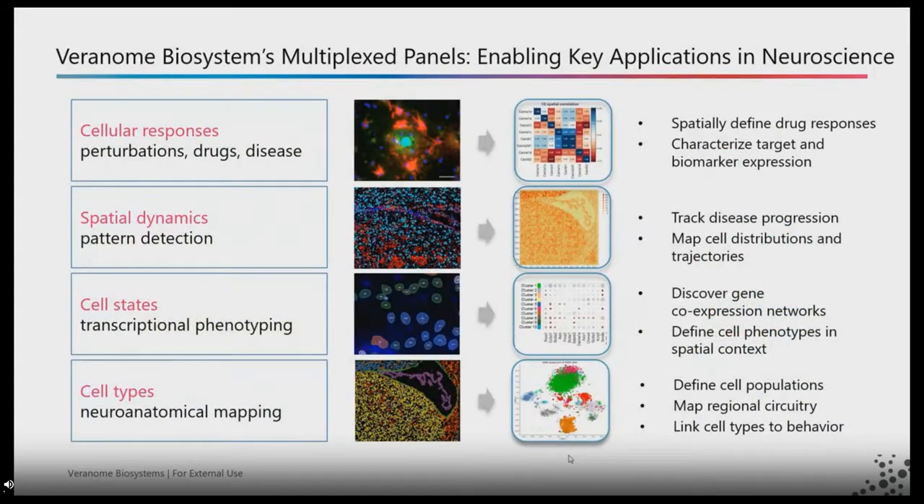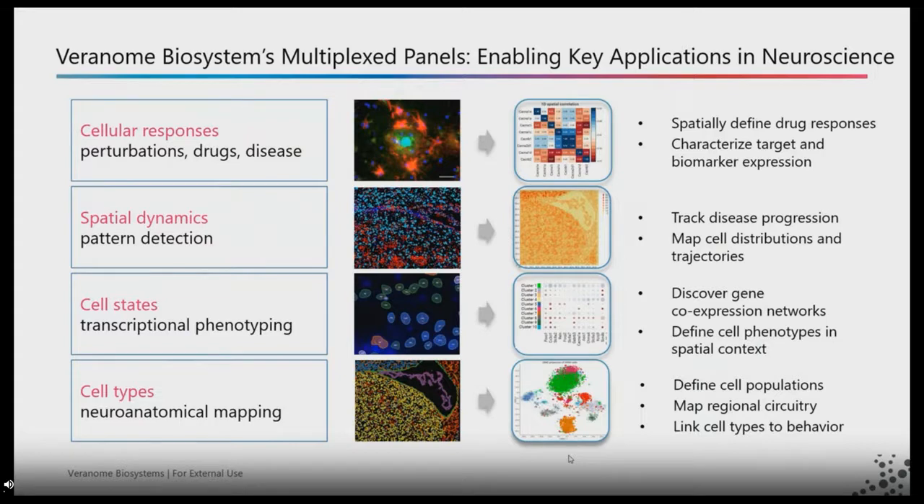One of the things that we have done with the system, as Chris described, is to build multiplex panels that can address a number of experimental paradigms and evaluations in neuroscience. These key applications include looking at cellular responses to drugs, experimental perturbations, CRISPR screens, and other aspects of pathobiology. It includes being able to look at spatial dynamics and do careful pattern detection across brain subregions.